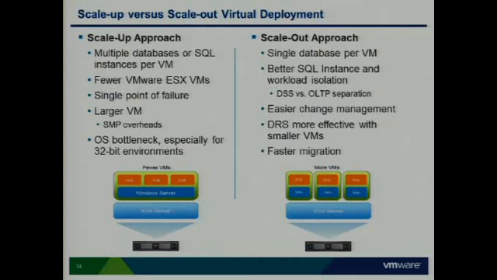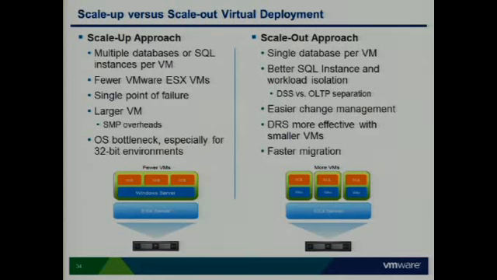It gives you fewer VMs to manage, but it also introduces single points of failure because if you lose the VM, you lose all the consolidated databases on there. If you look at the scale out approach, it tends to be better in a virtual environment. Single database per VM, better instance and workload isolation, easier change management, DRS and vMotion are faster with smaller VMs. But it could introduce a little extra management overhead for your DBAs. So most organizations will fall somewhere in the middle. They'll do a combination of a few scale-up servers and a few scale-out servers to achieve their business goals.